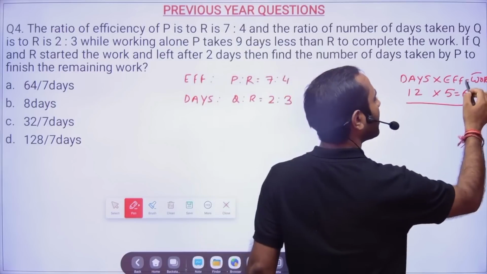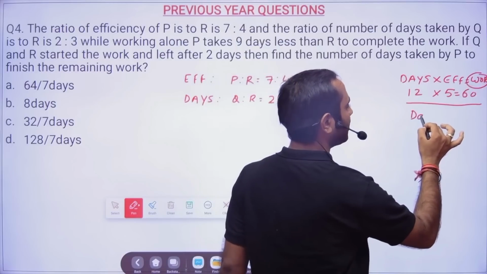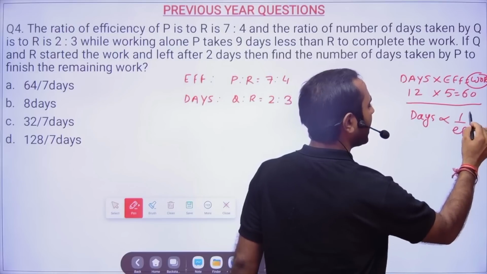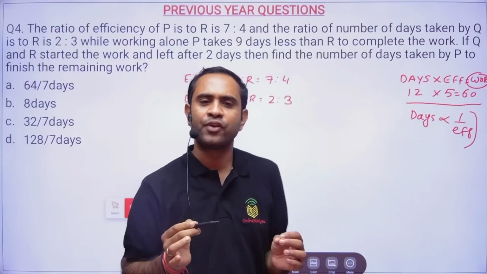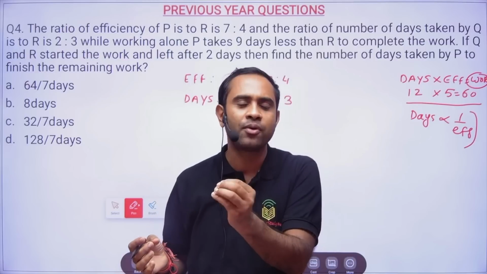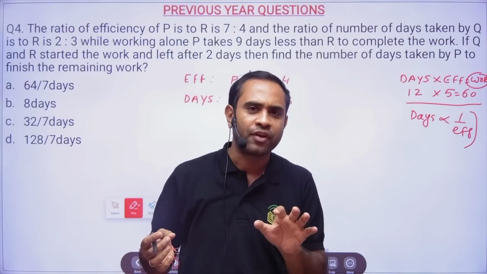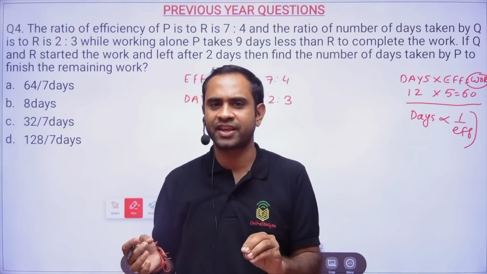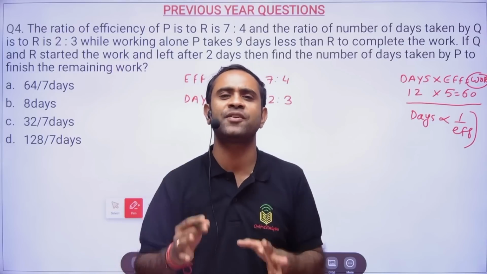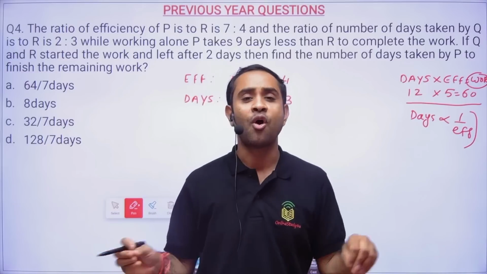So when work is constant, what will happen? Days will become inversely proportional to efficiency. It makes sense also. If you are more efficient, then you will take less time to do the job. If you are less efficient, if you are lazy, you will take more time to do it, or you may not even be able to do it.